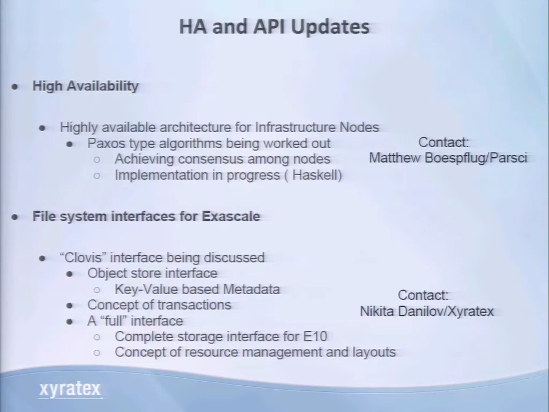which is always, you know, I'm always excited that there's actually something happening that I can compile and run. The file system interface: at the last meeting in Seattle, Nikita Danilov from Xyratex proposed an interface. So he's calling it the Clovis interface. There's an object store interface, and it has key value pairs, key value based metadata. It works with the concept of transactions. This is very different than the Fast Forward initiative. Fast Forward is working on epochs. So it's got this concept of transactions, which I think is pretty cool. And it's got a full interface. So take a look, if you have time, at the API from Nikita.